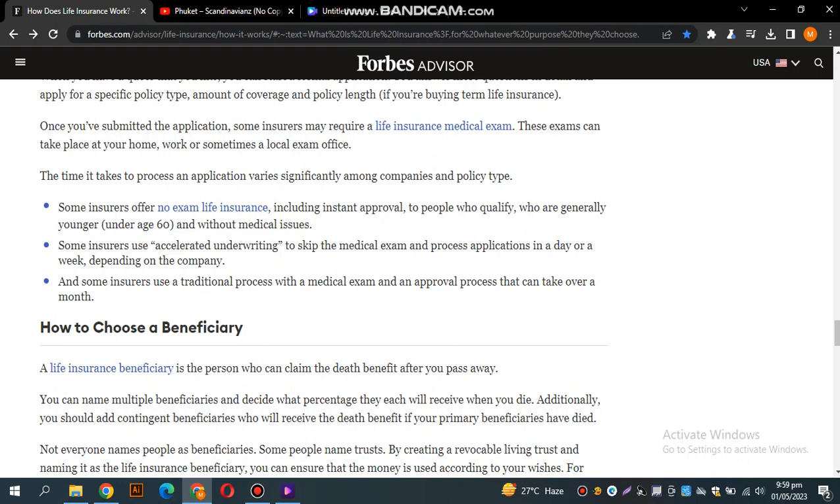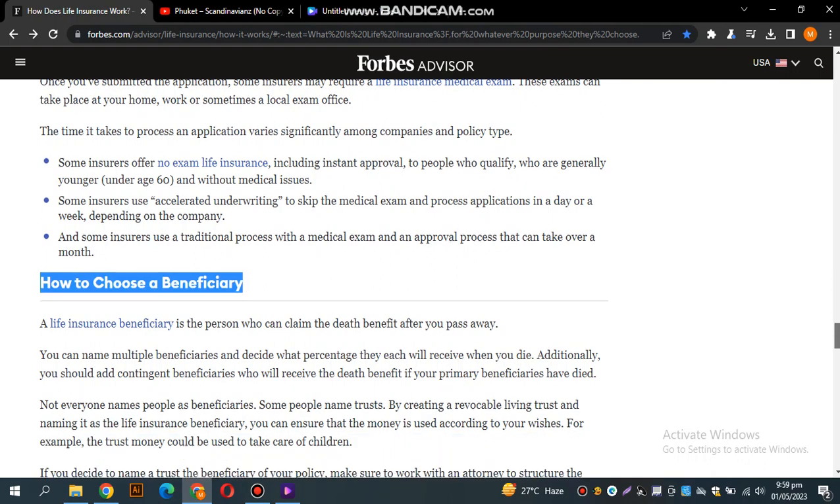Some insurers use accelerated underwriting to skip the medical exam and process applications in a day or a week, depending on the company. And some insurers use a traditional process with a medical exam and an approval process that can take over a month. How to choose a beneficiary?